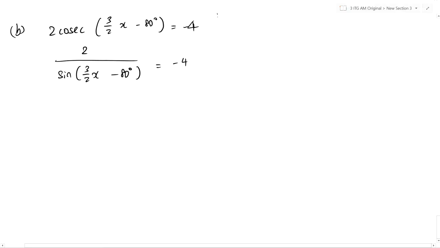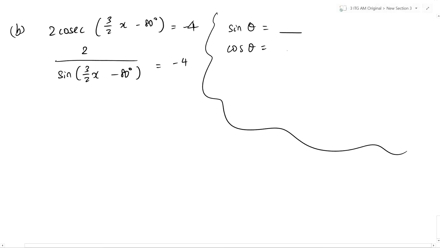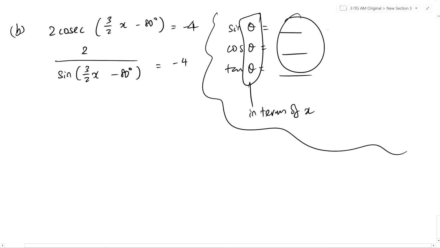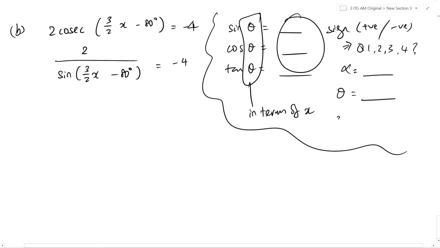I always, recap, I always must change it to sine theta equals to something, cosine theta equals to something, tangent theta equals to something before I can proceed. Where all this theta is in terms of x. Then this side, based on the sign, positive or negative, tells us the quadrant. Then you get your basic angle. Then you find out what theta is, find out what x is. Okay, it is always these few steps.